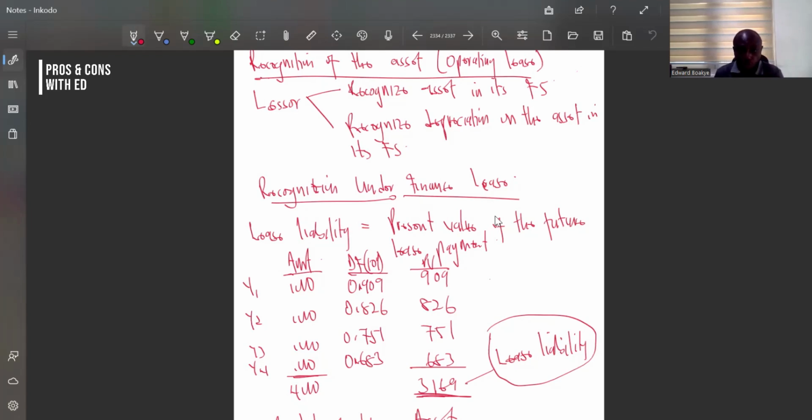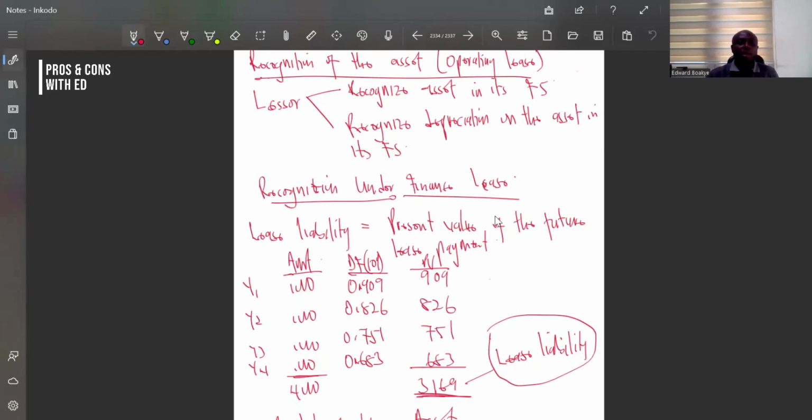So as a lessor or the lessee, you are going to recognize a lease liability. That lease liability is what the lessor is also recognizing it as? It's not going to be a receivable because it's long-term, so it's going to recognize it as more or less a finance lease investment. So it is an asset that the lessor is going to recognize, whilst the lessee is recognizing what?